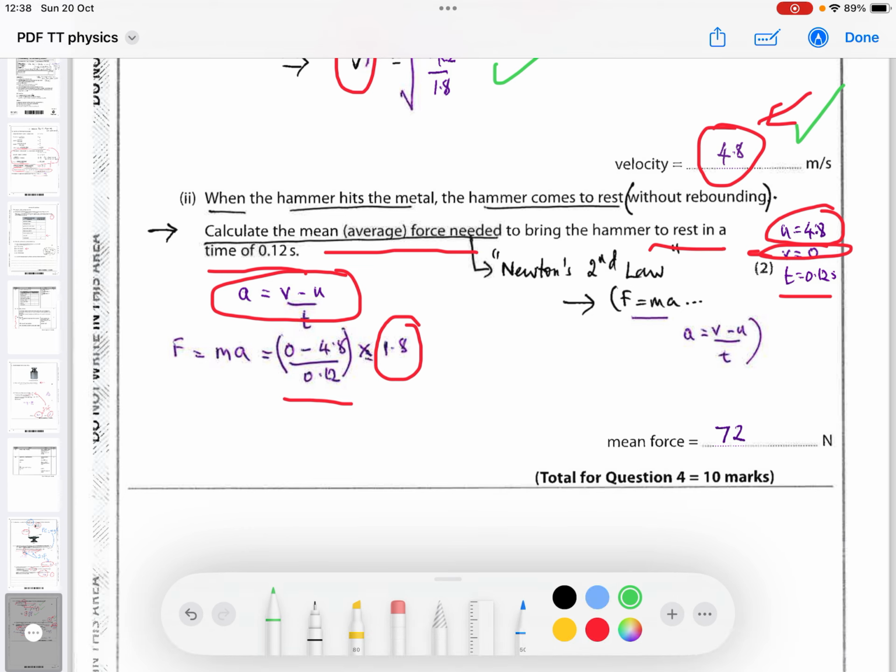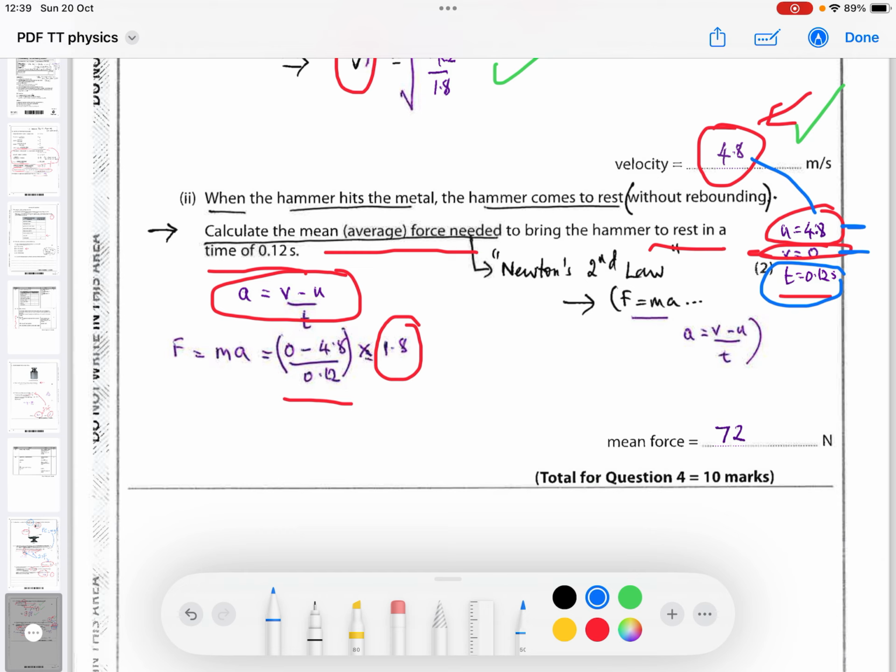So the final velocity is 0, and the initial velocity, which came from here, is 4.8. They want you to calculate the force involved if it suddenly comes to rest in 0.12 seconds. So it produces an impulse, and force and the time involved creates a deceleration. So the deceleration is a equals v minus u over t, which is negative. But they just want you to know the mean force, so I don't think they're worried about the sign of it.